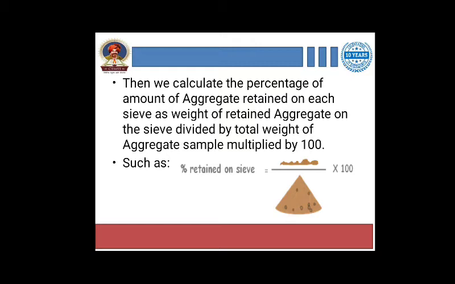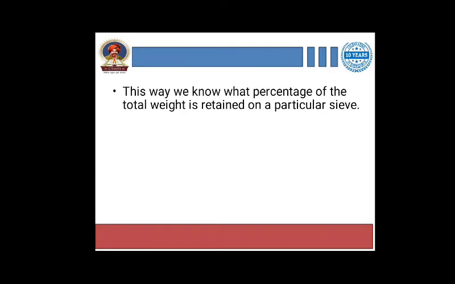We get the weight retained, then how to calculate the percentage weight retained? Yes, divide the weight retained by the total weight of sample and multiply it by 100, you will get the percentage weight retained, right? So we calculate it in the next slide. This way we know the percentage of the total weight that is retained on a particular sieve.